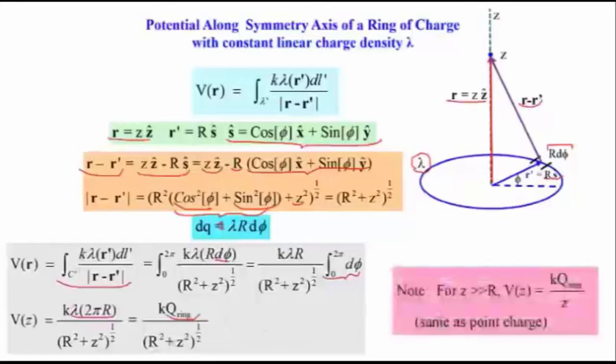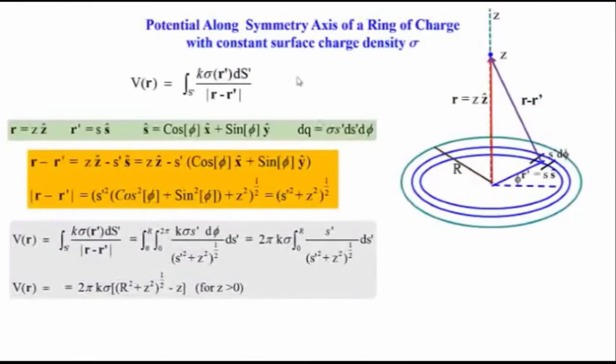So suppose you let z be much larger than R. It's real simple. You just let this be much larger than R, so throw away this. You have z squared to the 1/2 power, which is z. So you end up with k q ring divided by z. Remember, that's just the potential of a point charge. So if you get far enough away, this ring looks like it was just a point charge right at the origin.